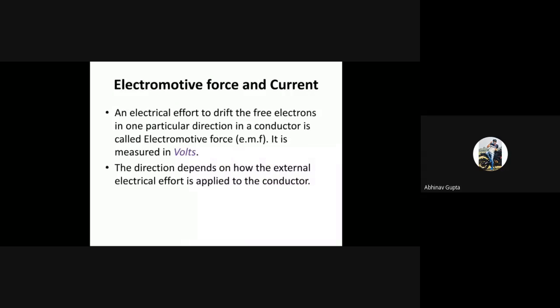Now, moving to the electromotive force and current, I told you that the effort required to drift the free electrons in one particular direction in a conductor is called electromotive force, or EMF, and is measured in volts. The direction of this EMF depends upon the direction in which the external electrical field is applied to the conductor. So the electrical effort to drift the free electrons in one particular direction in a conductor is called EMF, and the unit is volt. Now, what is the difference between EMF and voltage that I told you? EMF is actually the electrical effort needed to make the electrons go in a particular direction.